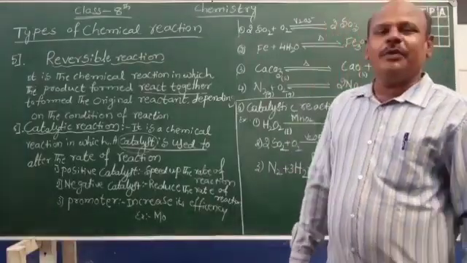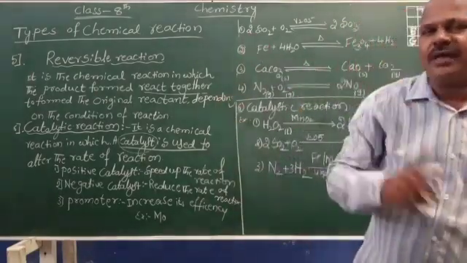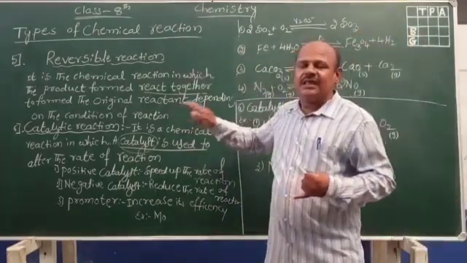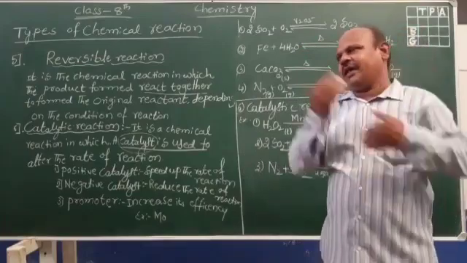Okay, dear students, in the previous class we learned the types of chemical reaction, that is, 4 types of chemical reaction. And today we are discussing the 5th and 6th types of chemical reaction. First, the recapitulation of the previous class.